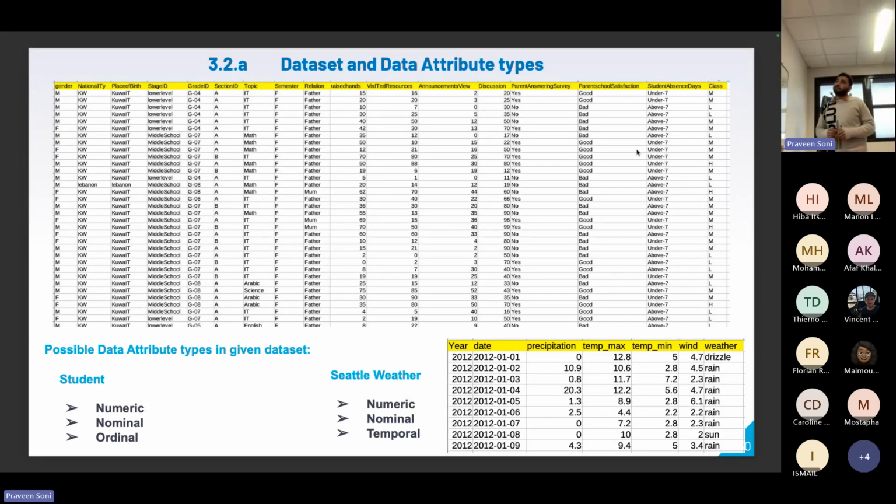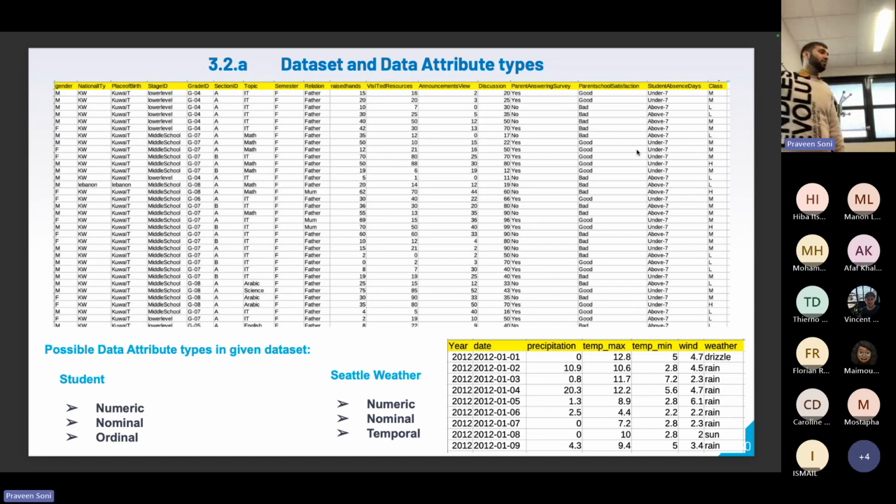So here, what we have to do is understand different types of the possibility, like discussion, visited resources, which means students who have visited the resources, like in the library, or somewhere. Like announcement view, where you have your portal. How many students go over there every day and see the announcement made by the university or school? So this is the announcement view and discussion.